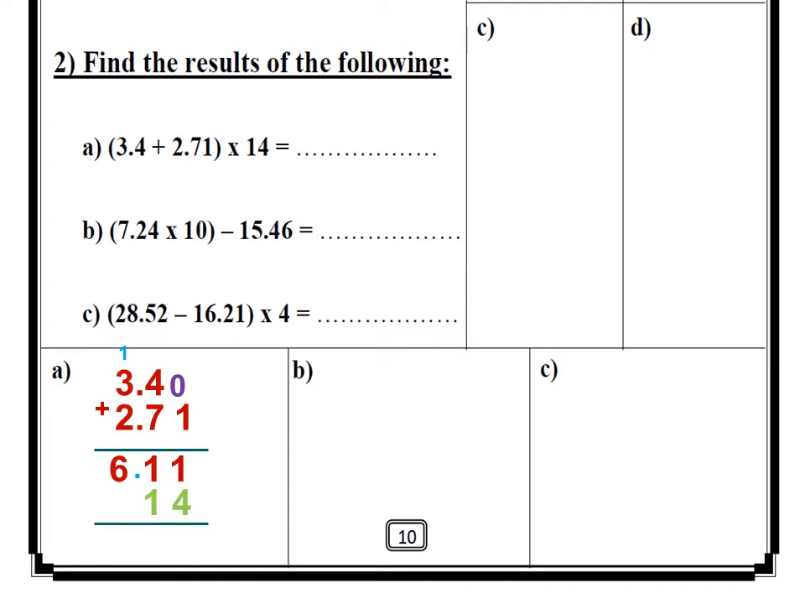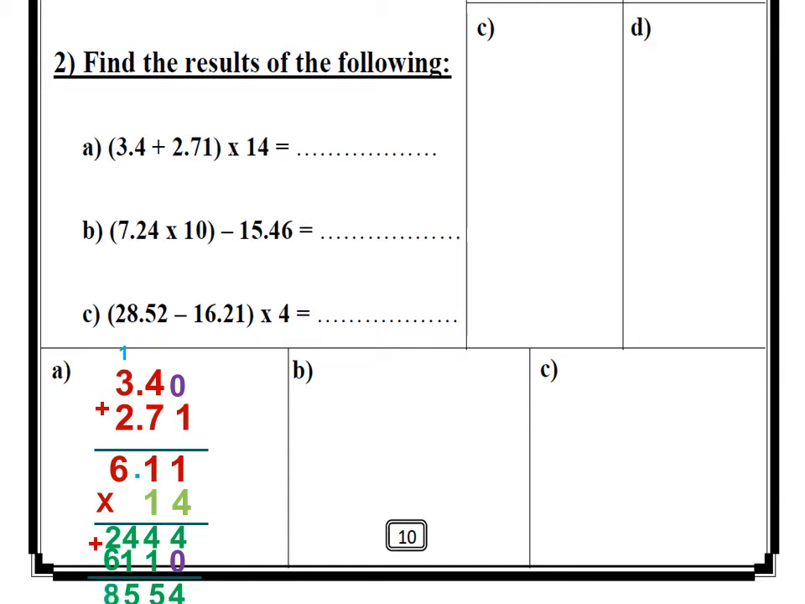Let's start from the right side. 4 times 1, which is 4. 4 times 1, which is another 4. 4 times 6, which is 24. Blocking 0. 1 times 1, 1. 1 times 1, 1. 1 times 6, 6. Addition. 4 plus 0, 4. 4 plus 1, 5. 4 plus 1, another 5.